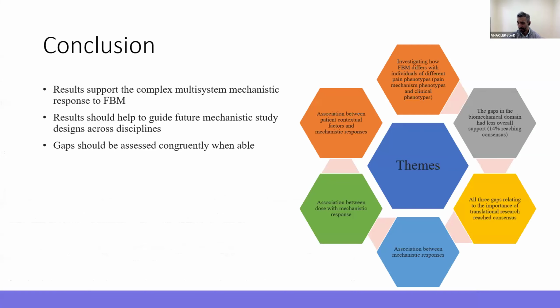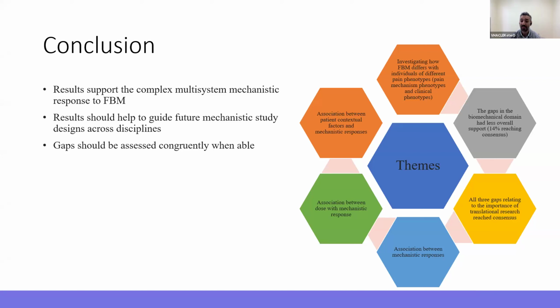Now, it's obviously beyond the scope of a 5-minute 5x5 presentation to go over all those results, but I really implore anyone getting into this area of study to look at these and really try to identify what these experts thought were some of these really priority gaps in mechanisms research. There were some themes that we noticed across some of these gaps, though. We know that the biomechanical domain had less overall support, with only 14% reaching consensus. Not really sure if that's related to the idea where individuals think it's already been studied enough, or if individuals think it's just not that important, but that had a little bit less support than some of the other areas.